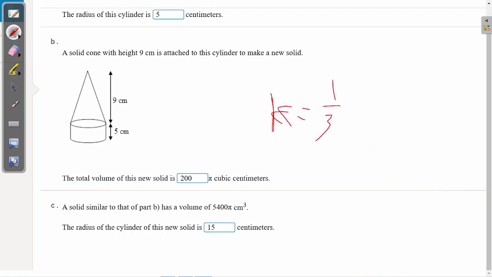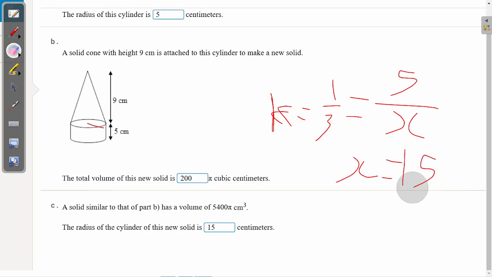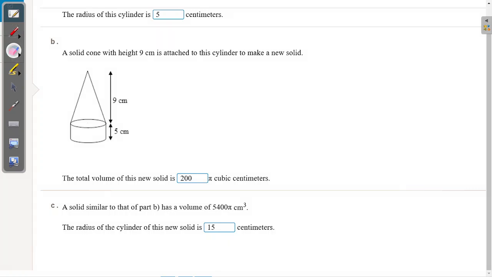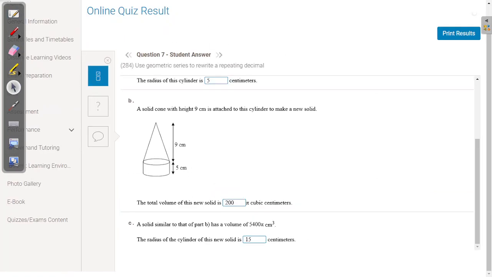It's equal to the radius from 200, which is 5, over the radius we're trying to find. So cross multiply, we get x is 15. Remember, I started with the one from 200 because when we wrote the ratio for volume, we did 200 over 5400. If you switched it, then it would be x over 5 equals 3.